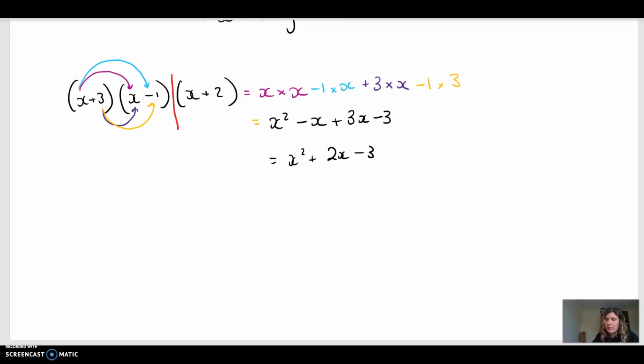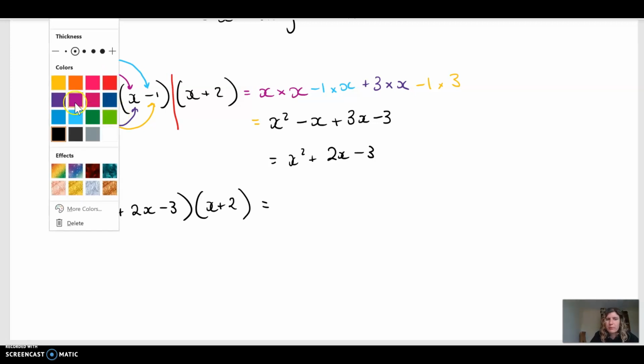Okay, now I want to look at the x plus 2. So I'm now going to rewrite this as x squared plus 2x minus 3 times x plus 2. Okay, so now I'm back to having 2 brackets. And that's always the state that we want to be in, because we don't really have a rule or a way of doing it with 3 brackets straight off the bat. We want to always bring it down to 2, and then we can use our claw hands to multiply out. So same principle again, but we're going to have more terms this time.